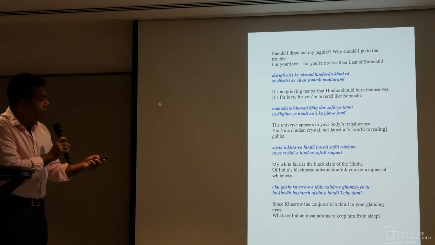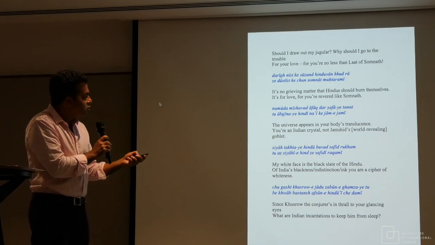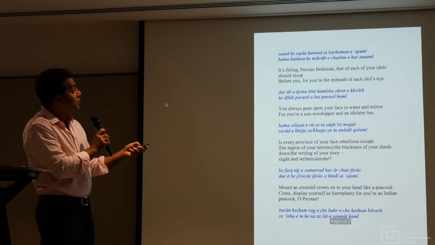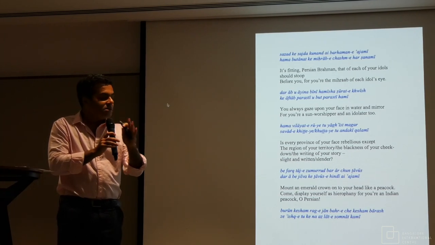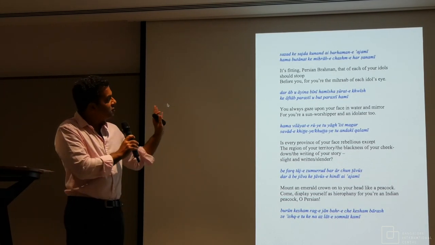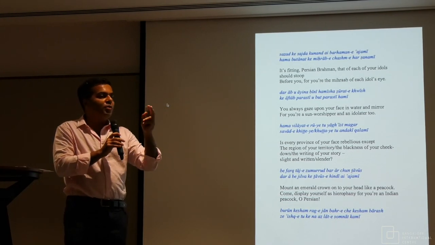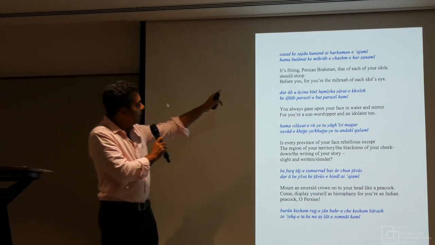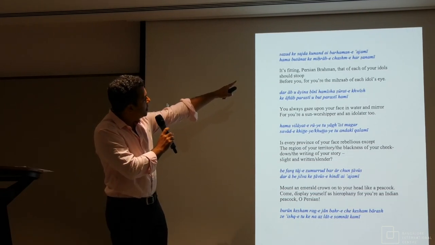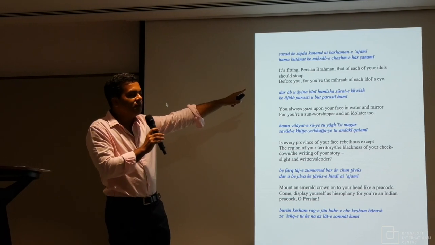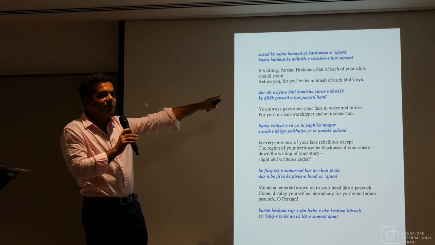Okay, now this poem, you see the number of things he's doing with this idea of collapsing binaries. The operative binary here is the Turk and the Brahmin, the Turk and the Hindu. But you also have something else. When he says Persian Brahmin, Brahman-e Ajami, Ajam is one of the oldest identity labels in Islamic history.